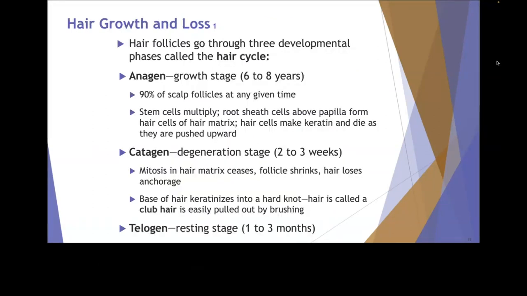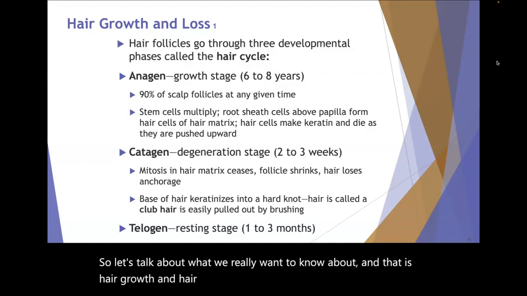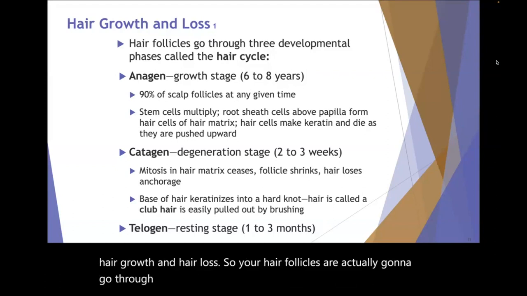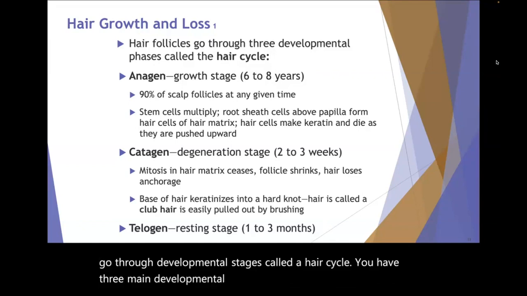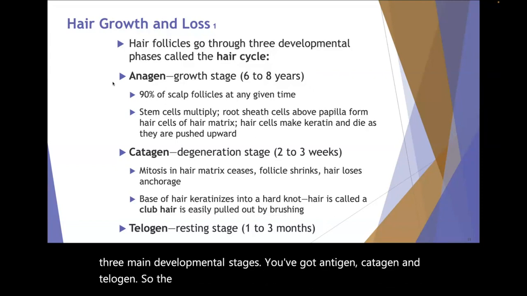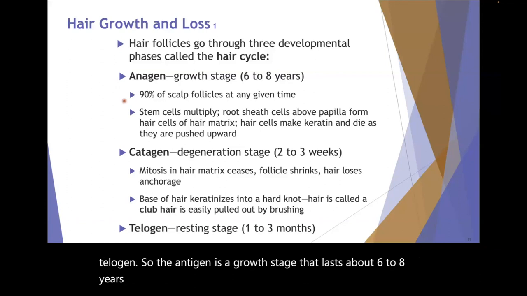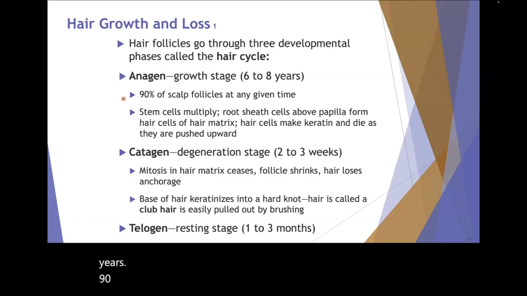So let's talk about what we really want to know about, and that is hair growth and hair loss. Your hair follicles are going to go through developmental stages called a hair cycle. You have three main developmental stages: anagen, catagen, and telogen. The anagen is a growth stage that lasts about 6 to 8 years. 90% of the scalp follicles at any time are in this stage, okay?